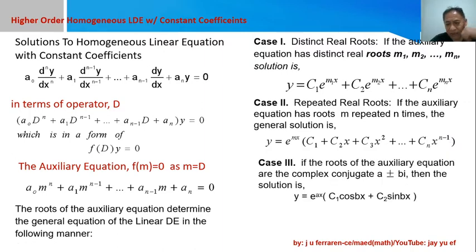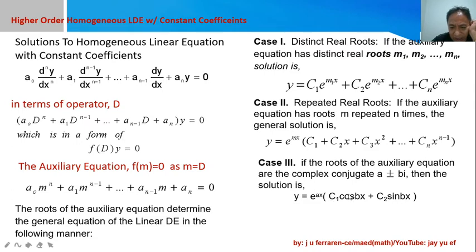Case number 3: if the roots of the auxiliary equation are imaginary numbers, complex conjugates in the form a plus bi, then the solution is y equal to e raised to the power a x, where a is the real part of the complex conjugate, multiplied by c1. There are 2 arbitrary constants here because the roots come in pairs, the plus and minus for the conjugate roots. So, what do we have?